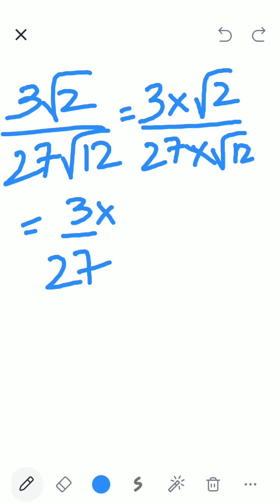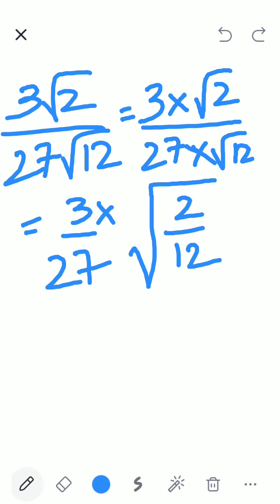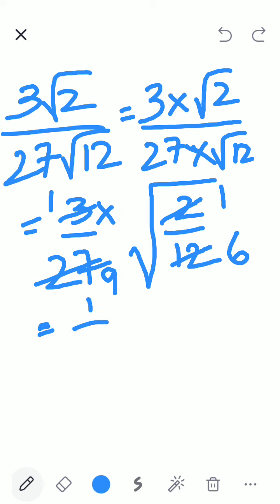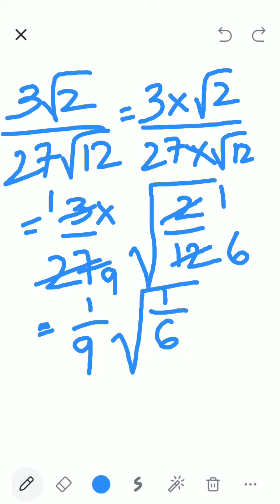The numbers which are in the houses, we can combine the houses: 2 by 12. Why? Because it's multiplication and division, so we can combine. Then 2 ones are 2, 2 sixes are 12. 3 ones are 3, 3 nines are 27. So the number outside the houses becomes 1 divided by 9 and the number inside the houses becomes 1 divided by 6. Correct?